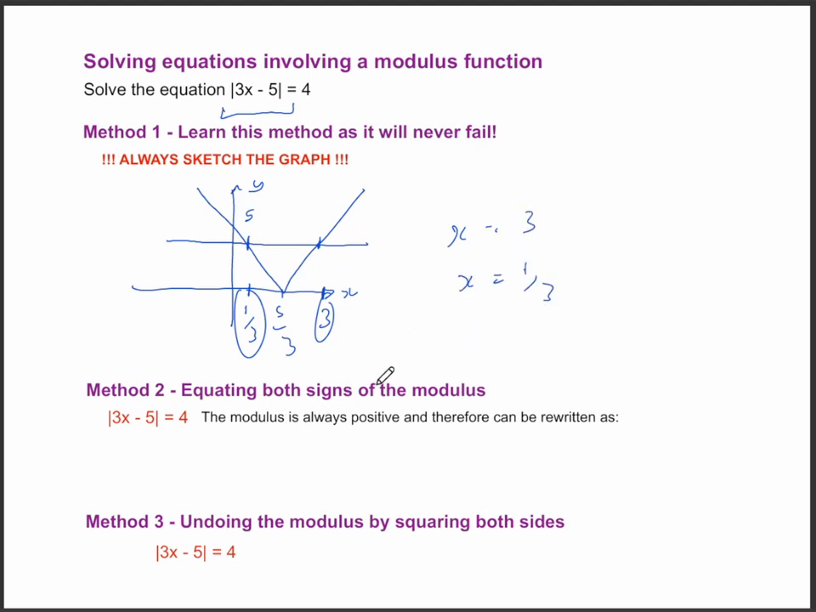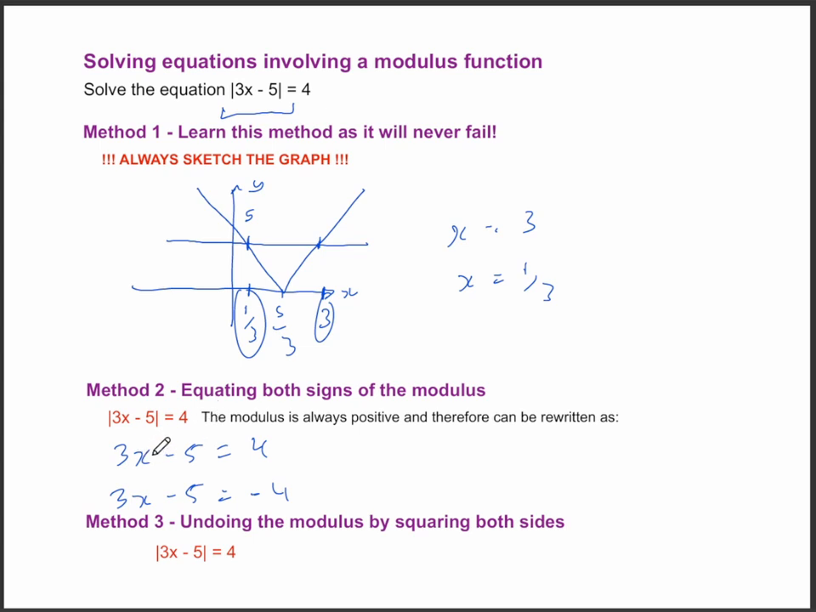The second way is by using the fact of the positive and the negative. So here we basically have 3x minus 5 equals positive 4 as our first option. And remember, because it's a modulus, we can have the other option as 3x minus 5 equals negative 4. Because what the modulus does is it changes both the positive and the negative into just a positive, right?